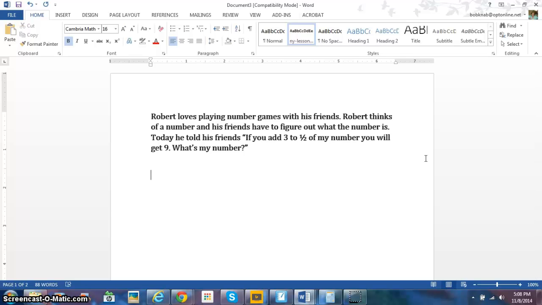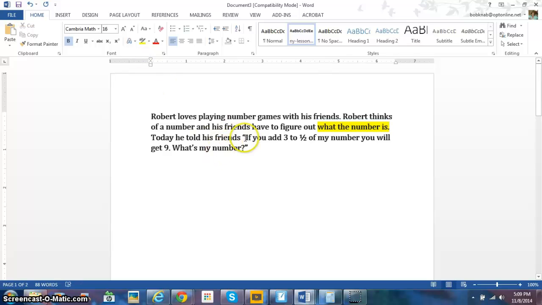So the first problem says Robert loves playing number games with his friends. Well, that's not important, so we don't need to worry about that. Robert thinks of a number and his friends have to figure out what the number is. So that's what we're looking for. What is the number? That's definitely going to be our variable.